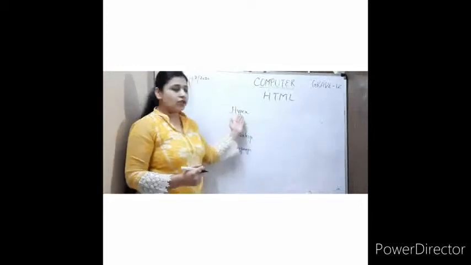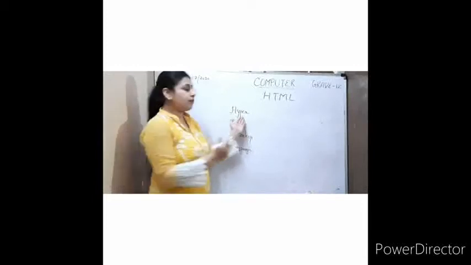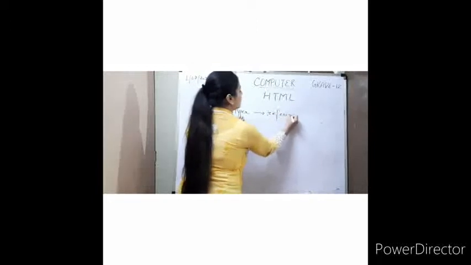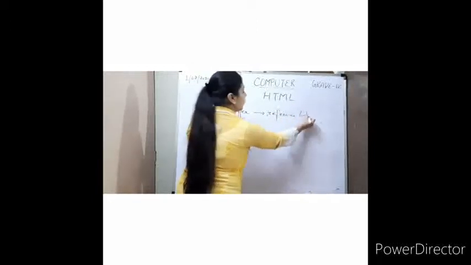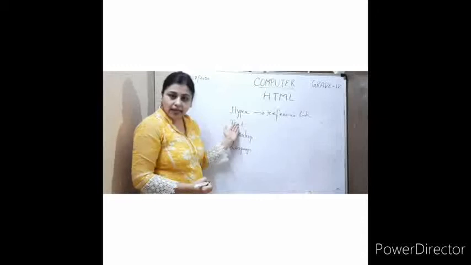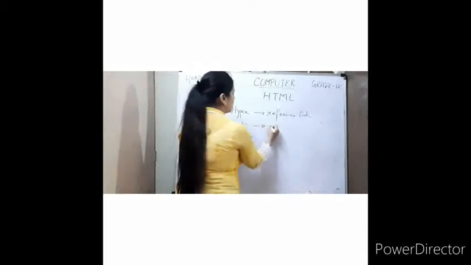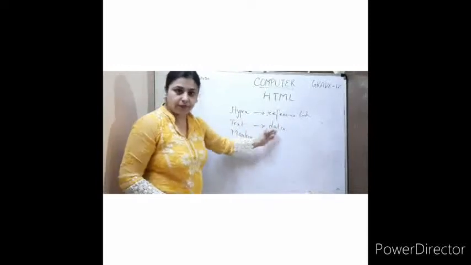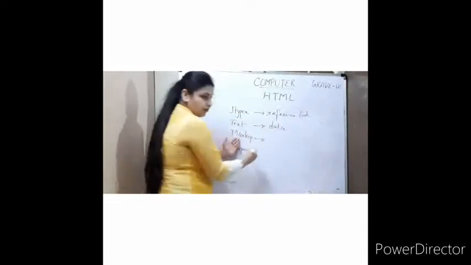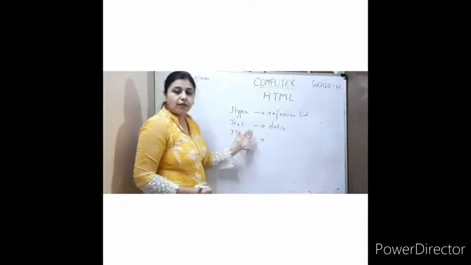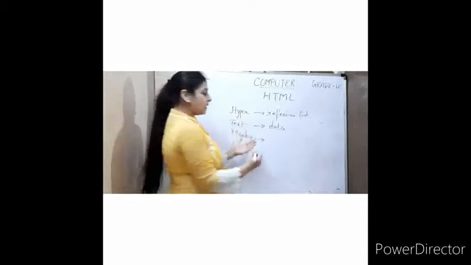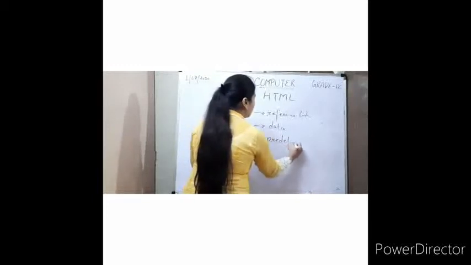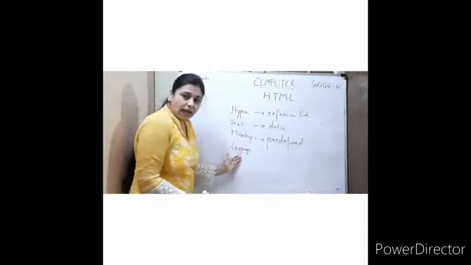Here, H means what? Hyper. Hyper means it is going to give some reference links in it. T is text. It means the simple data. M means markup. Markup means that it consists of some predefined objects, tags, things. So something predefined.